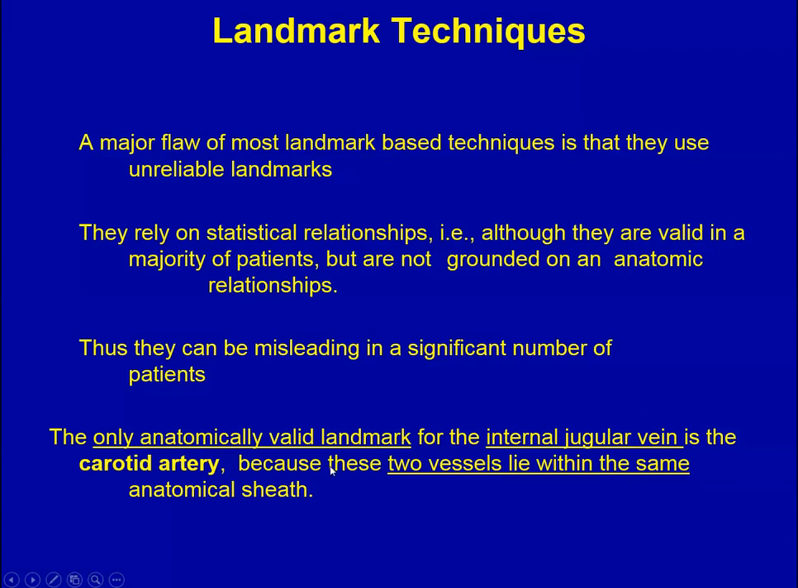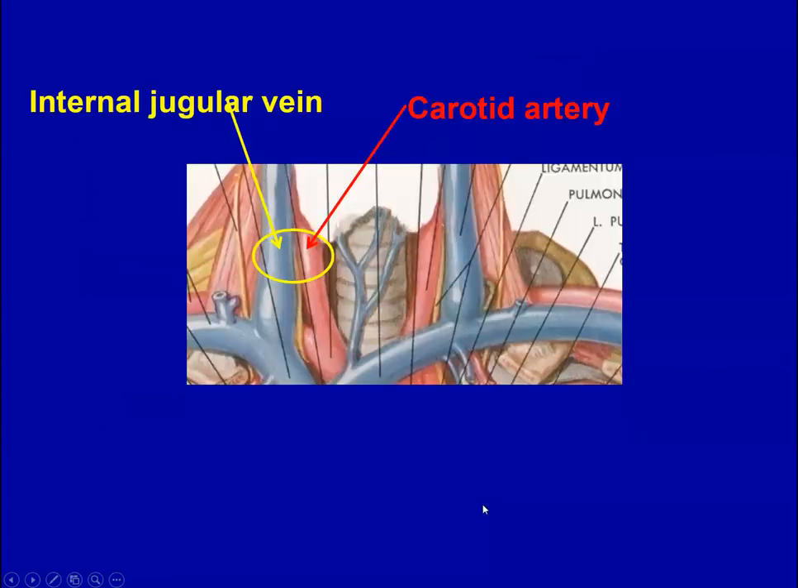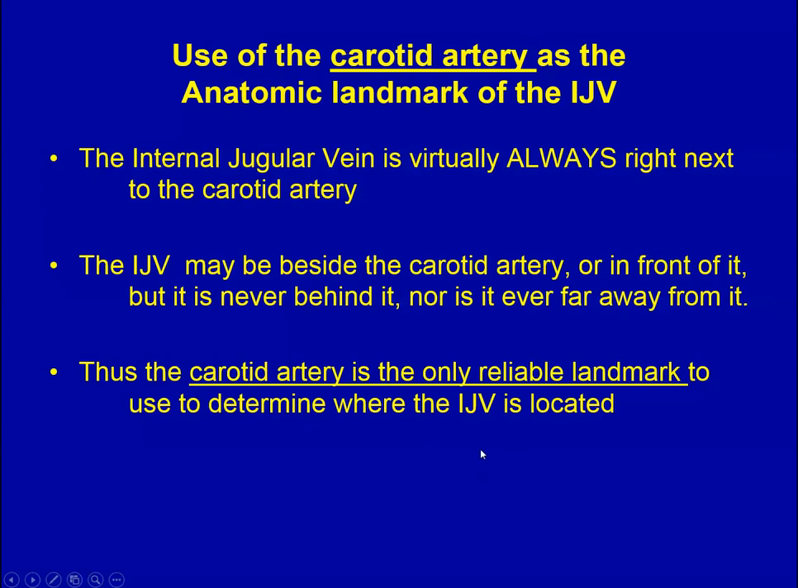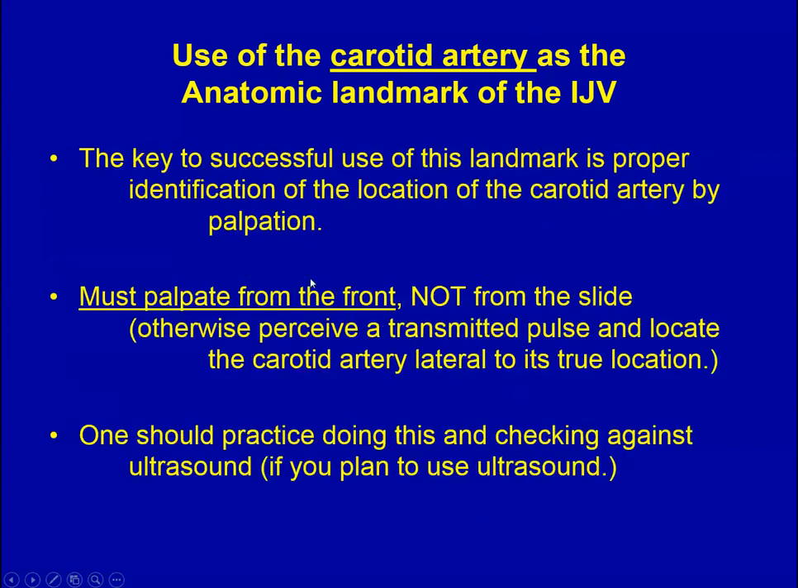The only anatomically valid landmark for the internal jugular vein is the carotid artery, because both vessels lie in the same anatomic sheath. The internal jugular vein is almost always right next to the carotid artery. The key to successful use of this landmark is proper identification of the location of the carotid artery.